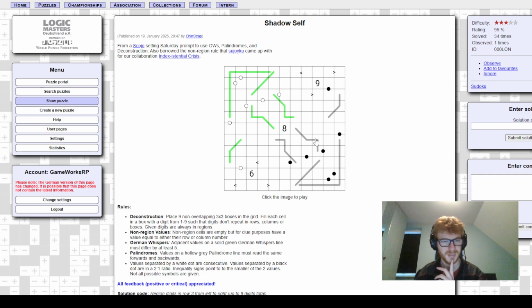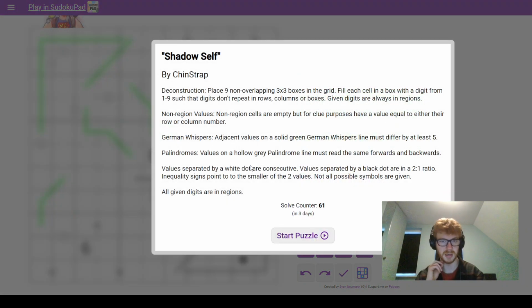Today I'm looking at another deconstruction puzzle, one that seemed very interesting to me because of the rules it put on non-region values, which I don't think I've seen before, so I wanted to look at it and explore the logic.